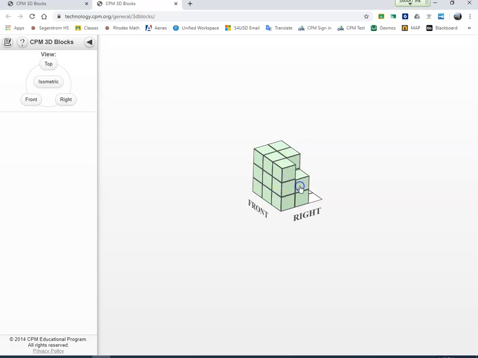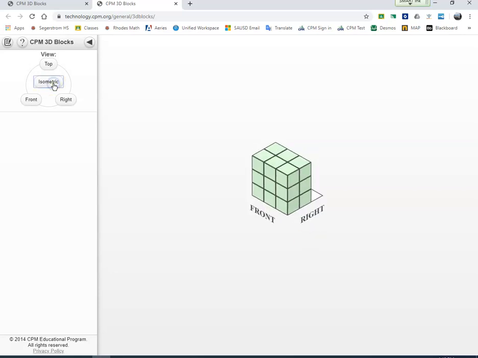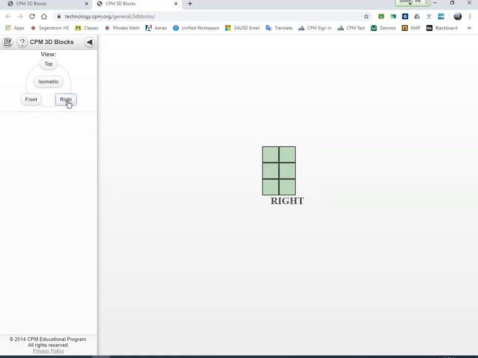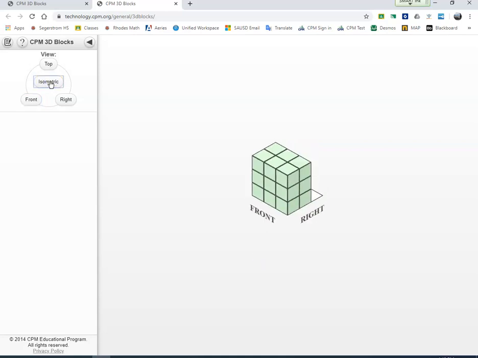So if we look at this isometrically, we got our front view, our right view, and our top view. And there's two of each of those. There's two fronts, there's two rights, and there's two tops because of this. Front, right, back, left, top, and the bottom's going to look just like the top. So that's our shape.